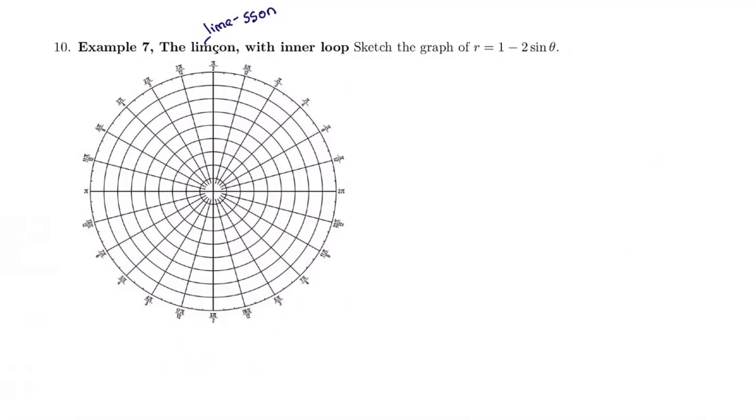The French cedilla makes it an s sound. So this is going to look a little like a cardioid, except it's going to have a loop inside of it, and we'll see that as we go to plot our points. So let's plot some points.